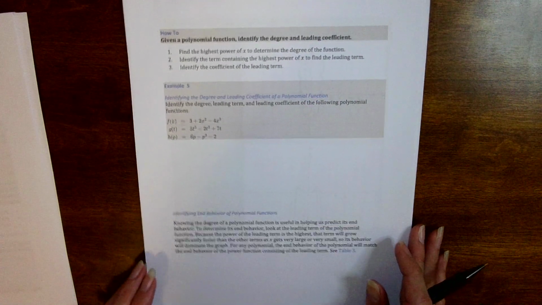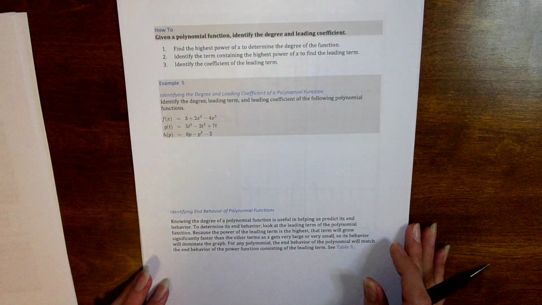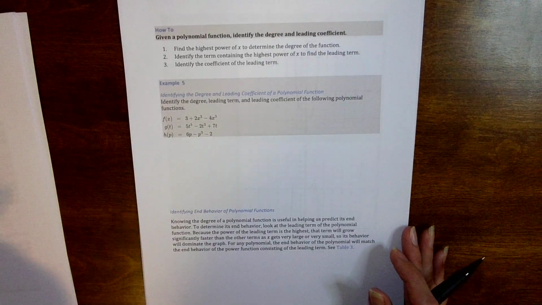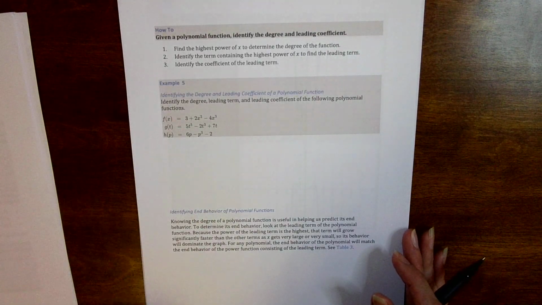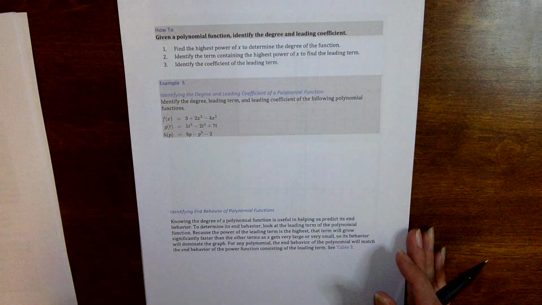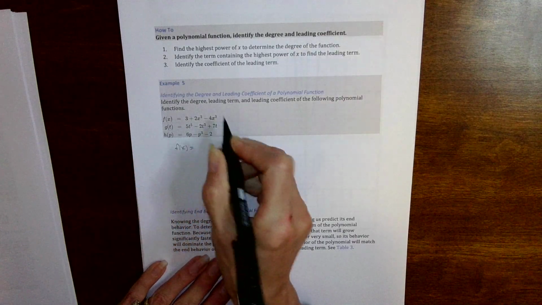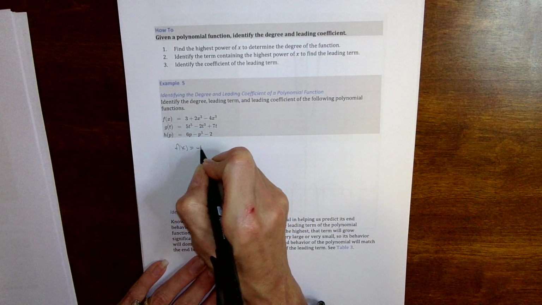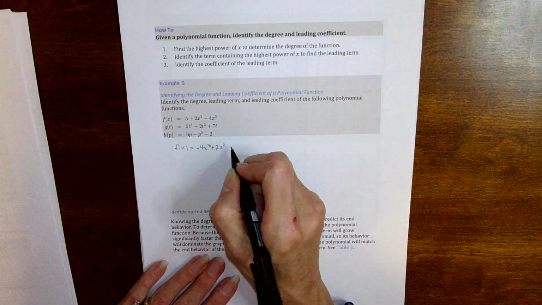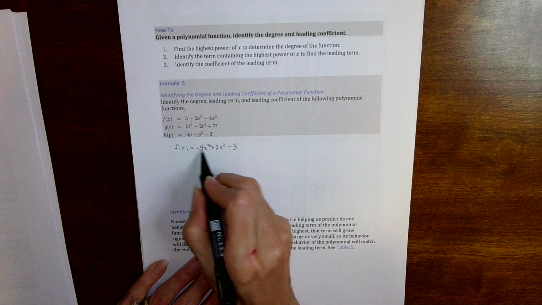So given a polynomial, let's talk about its degree and leading coefficient. The degree is the highest power, and the leading coefficient is the number that sits in front of the variable with the highest power. This one is out of order, so I'm going to rewrite it as negative 4x cubed plus 2x squared plus 3. And so now they're in order.